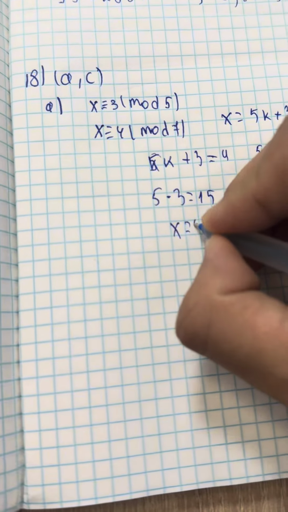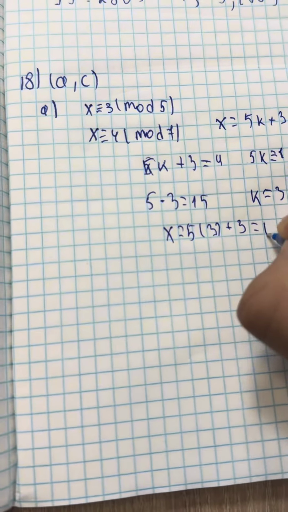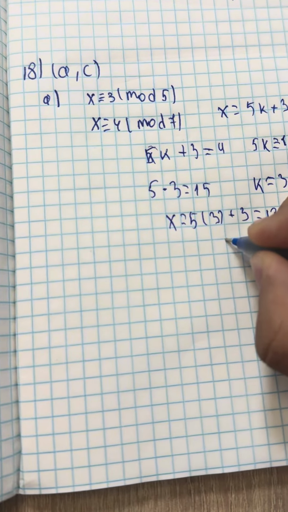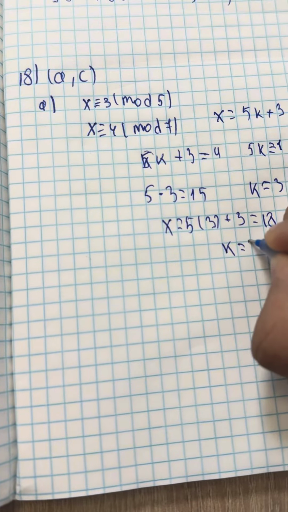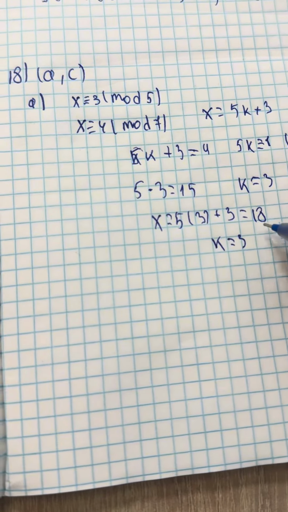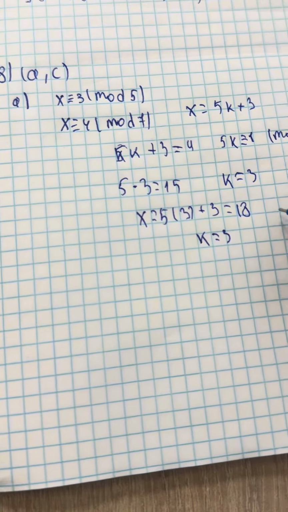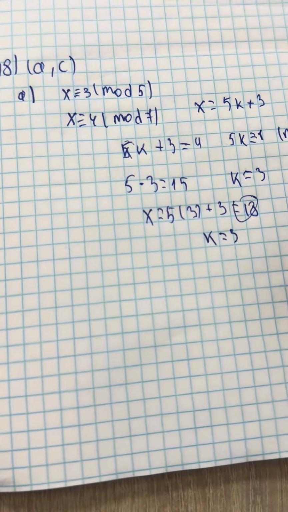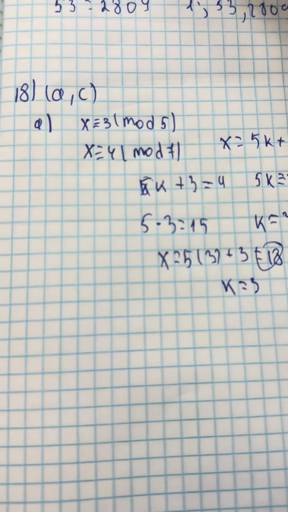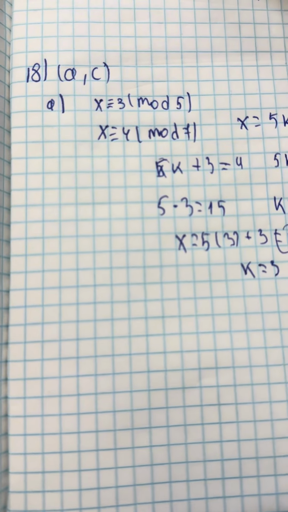X equals 5 times 3 plus 3 is 18. Finally, substitute k equals 3 into our equation for x. 5 times 3 is 15 plus 3 gives us 18. This is our smallest non-negative integer. So let's move to the second part.